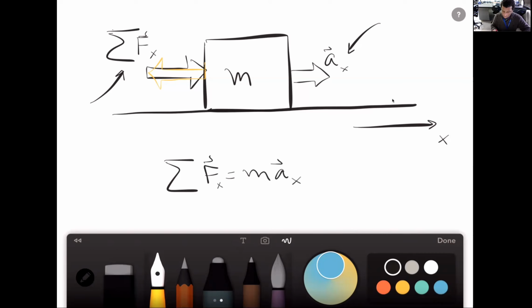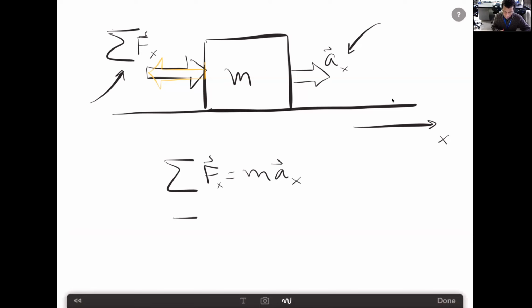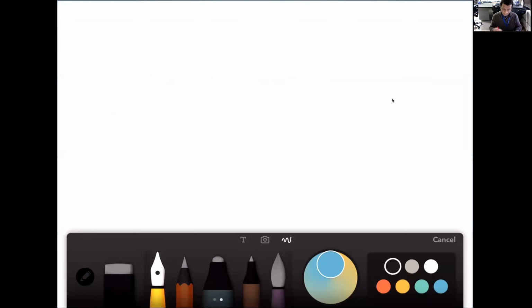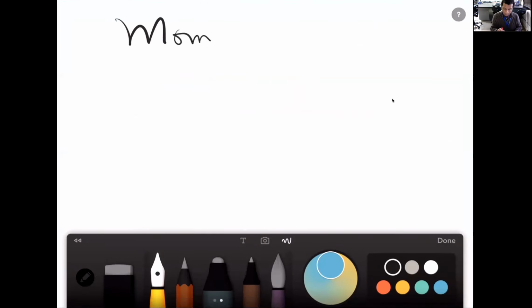I would like to extend it. I would like to present it the way that Newton presented it, and that is the change in momentum over time. So this brings us to a place where I need to talk about momentum. What in the world is momentum? Momentum is this: P is equal to the mass of an object times the velocity of that object.